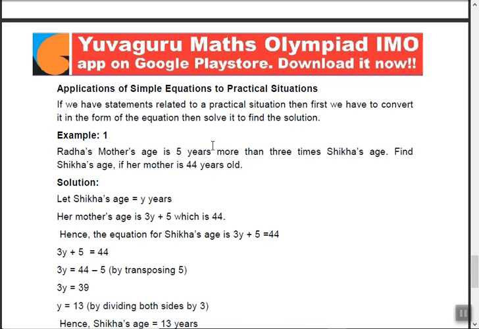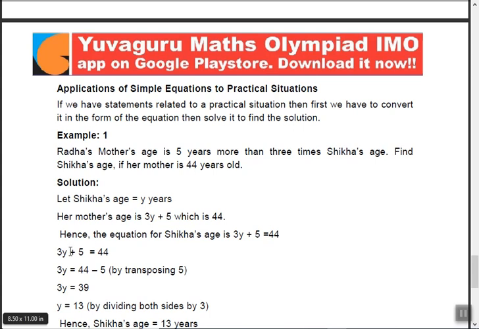Now this is a statement. We have to find Shikha's age. How to do it? Let Shikha's age be y. So now we are coming to x and y. What we have to do is find the value of y. Her mother's age is 3y plus 5. But that is already given as 44. So 3y plus 5 equals 44. So solve it for y.